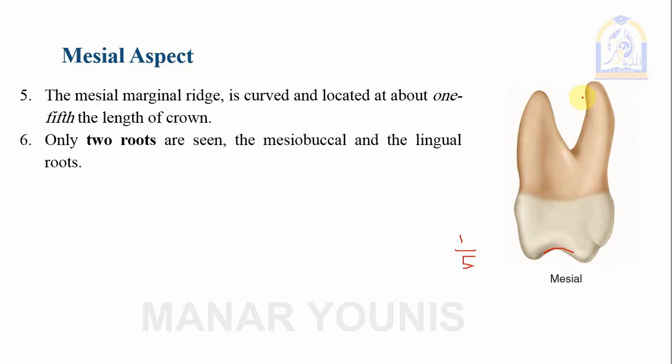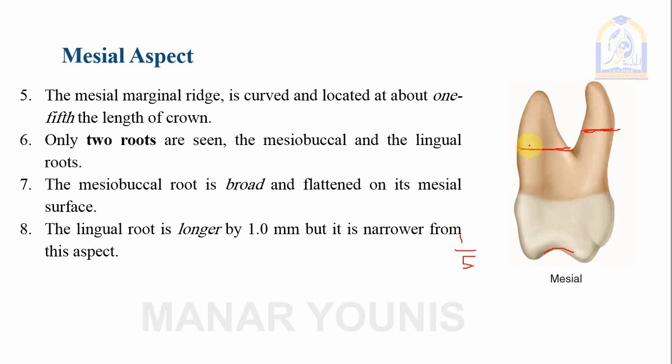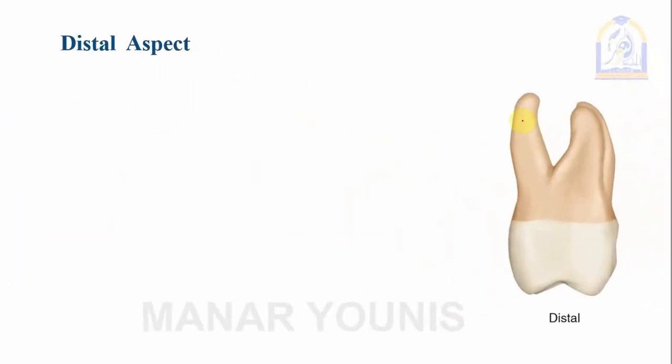From this aspect, only two roots are seen: the mesiobuccal root, which is broad buccolingually, and the lingual root, which is longer, about 1 millimeter longer than the mesiobuccal root. The lingual root is banana-shaped, and it's narrow from this aspect. So, as a rule, the mesiobuccal root is wide buccolingually and narrow mesiodistally, while the lingual root is narrow buccolingually and wide mesiodistally, as was obvious from the lingual view.